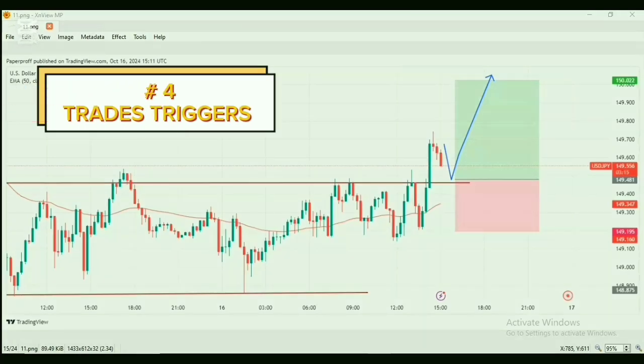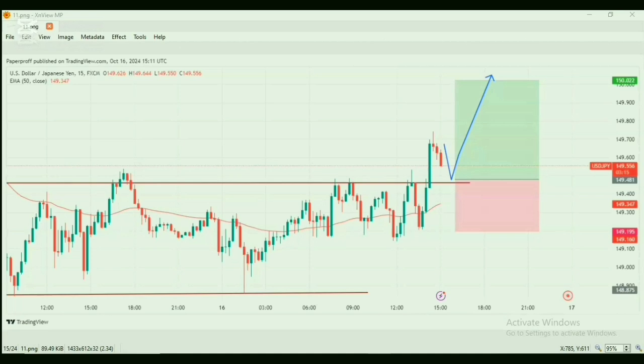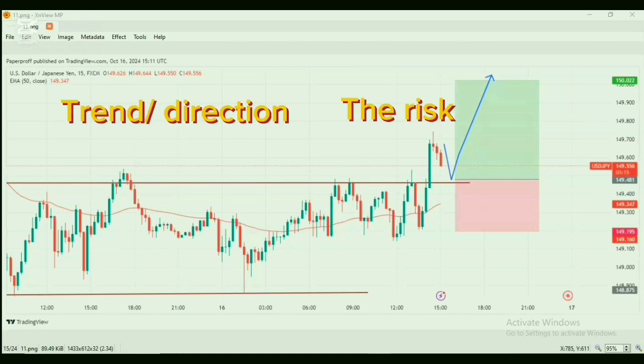Trade triggers. This is one of the most interesting parts of this video, the trade triggers. Let's say we now have all the conditions mentioned earlier present in the markets. We have known the trend direction, the risk is okay, the reward is good. Now is the time to enter the trade.